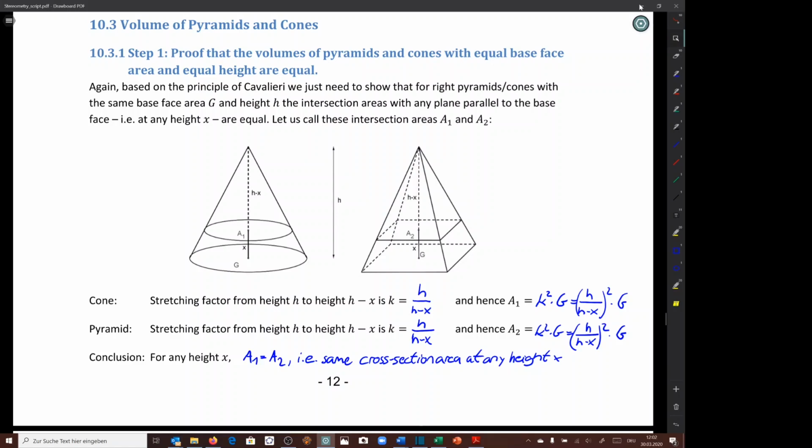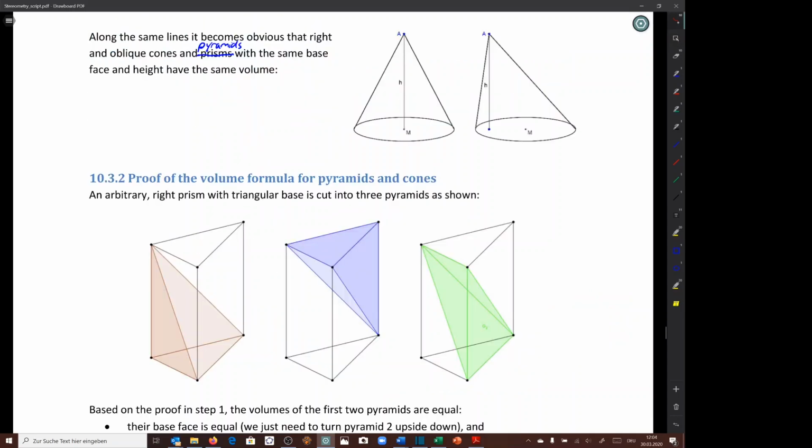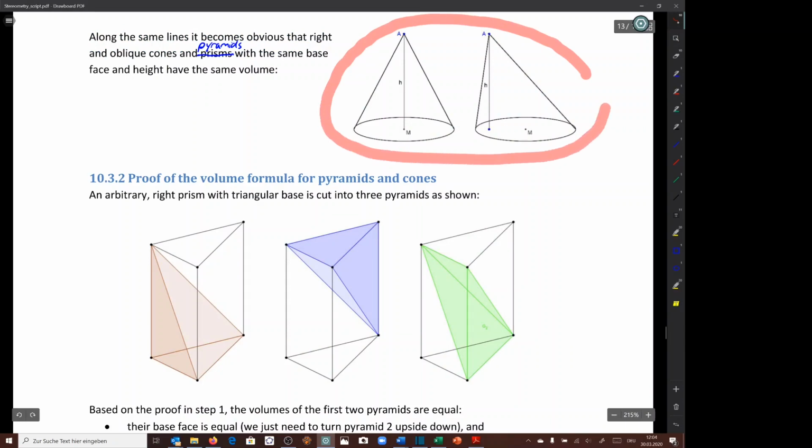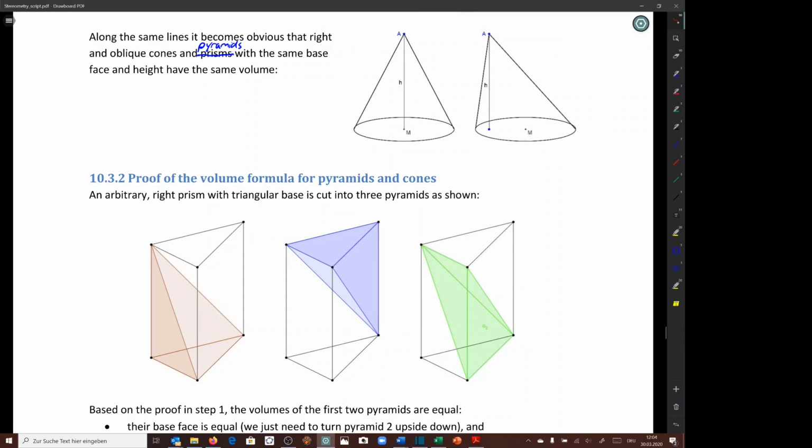This means we have the same cross-section area at any height x, and this means, due to the principle of Cavalieri, that the two solids have the same volume. Arguing along the same lines, we can show that this holds also for oblique pyramids and cones.